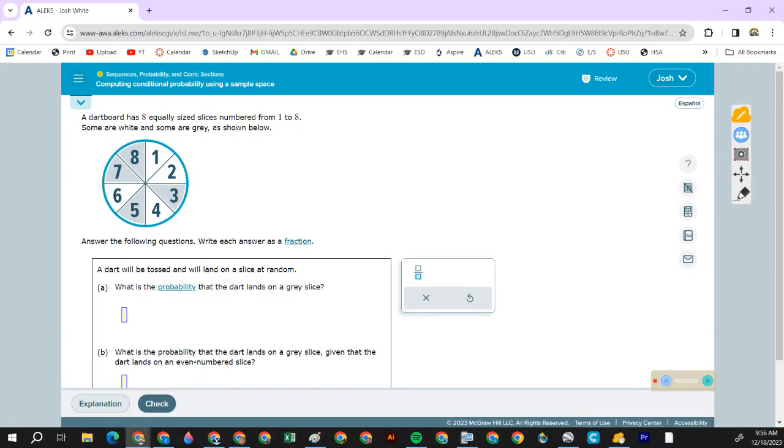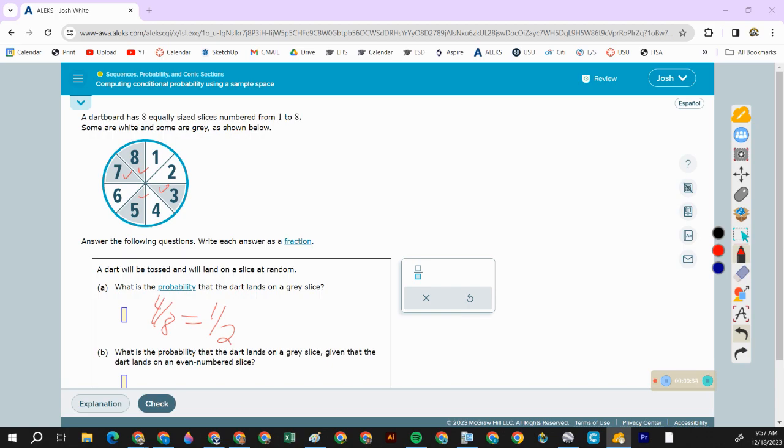This is 7.5. A dartboard has 8 equally sized slices numbered 1 through 8. Some are white, some are gray. A dart will be tossed and will land on a slice at random. What is the probability that the dart lands on a gray space? So there are 1, 2, 3, 4 of those. 4 out of 8 is 1/2.